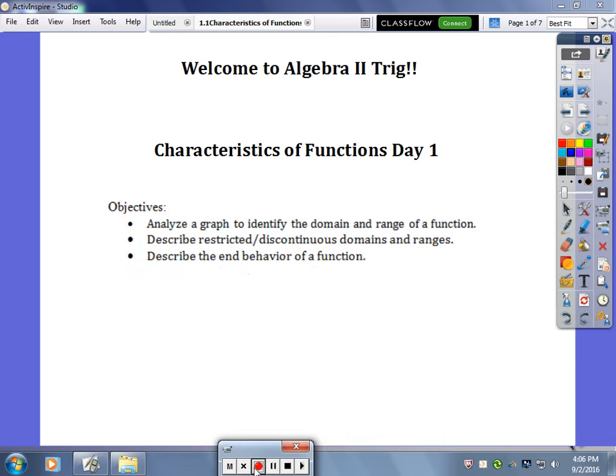Hello everybody and welcome to our first lesson in Algebra 2 Trig. Unit 1 will be about characteristics of functions, and in today's lesson we'll talk about analyzing a graph to identify the domain and range of a function, describing restricted, discontinuous domains and ranges, and describing the end behavior of a function. So let's get started.